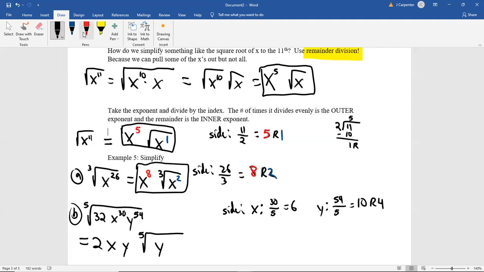Well, how many x's go on the outside? That's the actual whole ones, which are 6 and 10 for the x's and y's respectively. That's an x to the 6th and a y to the 10th. For the inners, there are no x's inside because it divided perfectly. For the y's, there would be 4 remaining inside. There is our answer. My screen is flashing a lot today for some reason.